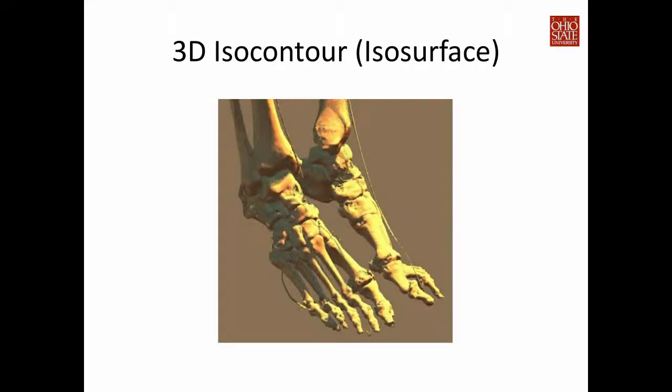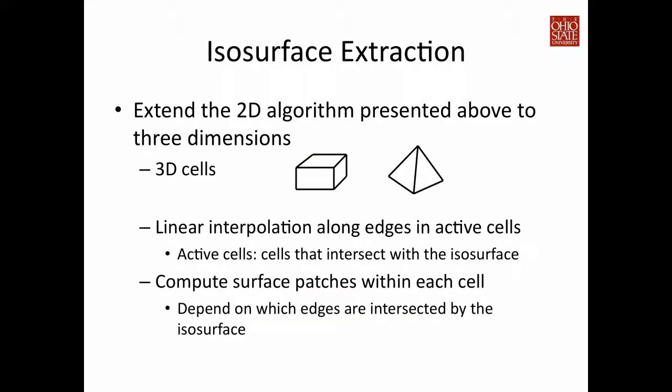So now let's see how we can extend the 2D isocontour algorithm to 3-dimensional data. In this case, we are going to compute surfaces, and we typically call that isosurfaces. The 3-dimensional algorithm is very similar to the 2D algorithm we just described, except that now we are dealing with 3-dimensional cells, for example, cubes or tetrahedra. What we are going to do is to still compare the values at the vertices of each edge and determine what edge will have intersection with the isosurface.